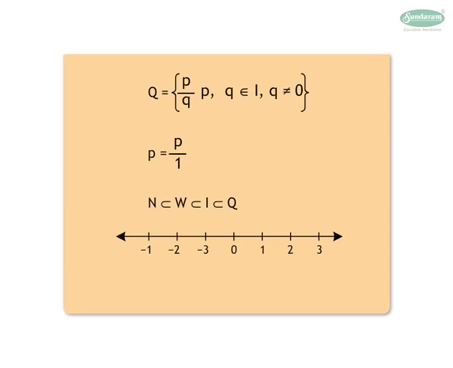We already know the order relation of the numbers marked on the line. As we move towards the right, the value of the number increases, and as we move towards the left, the value decreases. Hence, -3 is less than -2, which is less than -1, which is less than 0. +1 will be greater than 0, +2 is greater than +1, and so on.